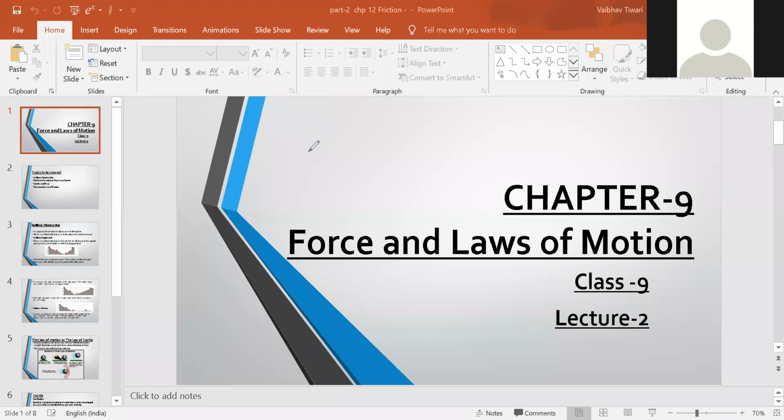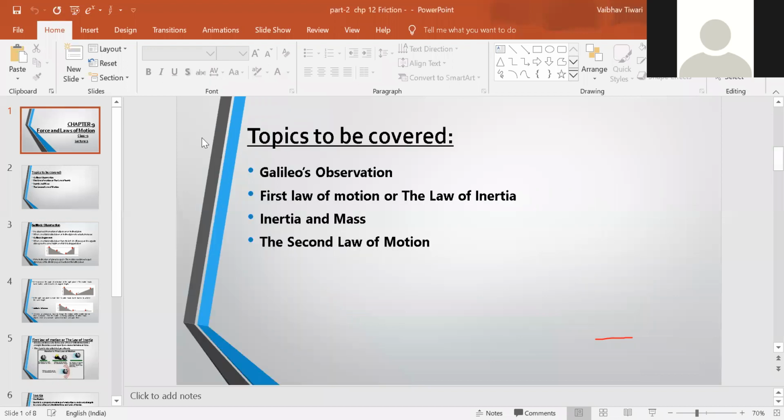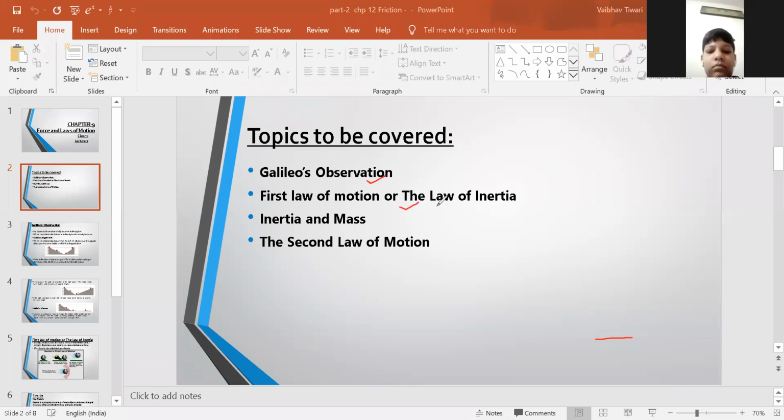So today we are going to start the second part of this chapter, and in this part we will be discussing all these topics. First we will discuss Galileo's observation and the conclusion made by him, then the first law of motion, which is also known as the law of inertia, then the relation between inertia and mass, and finally we will discuss the second law of motion, right?